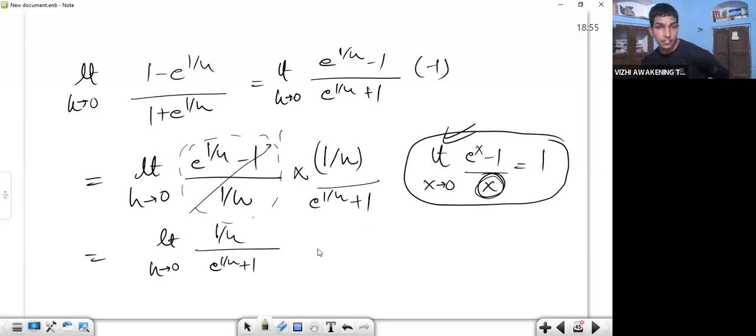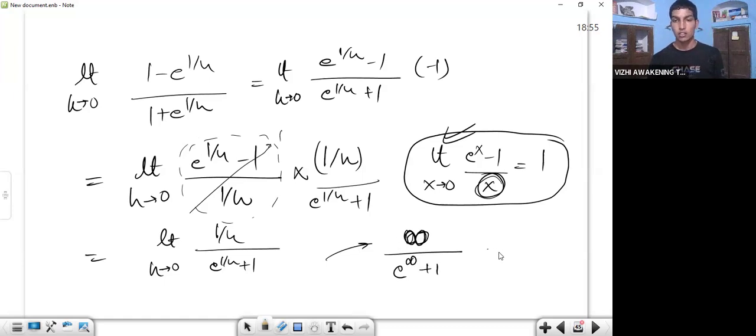Now, as we can see in the expression, if we substitute h with 0, then the numerator will come out to be e raised to power infinity, because 1 by 0 is infinity, and the denominator e raised to power infinity plus 1. This will also be infinity by infinity, which is an indeterminate form. So we can use our best friend, L'Hospital's rule, to solve this particular problem.